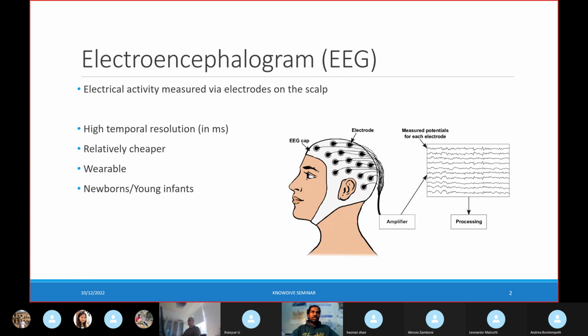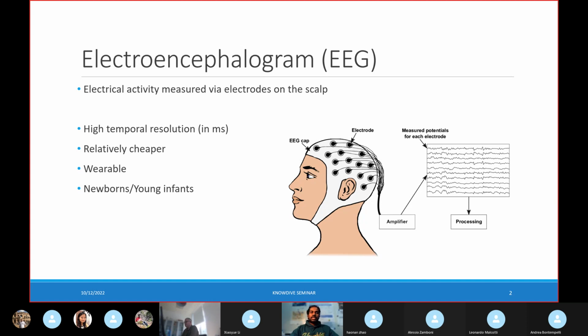The advantages of using EEG over other neuroimaging techniques are as follows. First of all, EEG offers a high temporal resolution in the order of milliseconds, so it can be really precise about the events that happen in the brain. Secondly, it's relatively cheaper compared to other imaging techniques, and it offers a wearable design. It's versatile. It's easier to make it a wearable device.